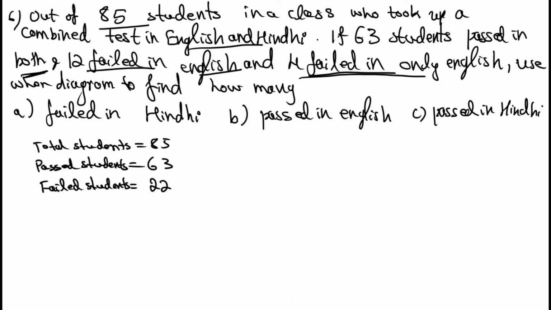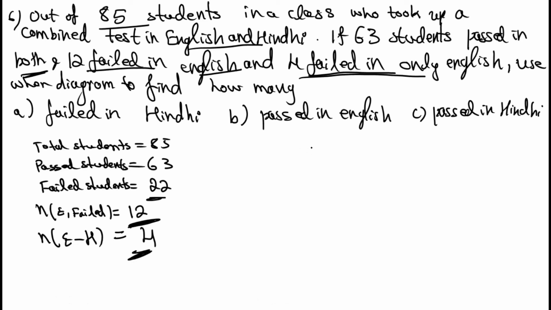Now see, use the data. 12 students failed in English. N of English failed is equal to how much? Number of students who failed in English is equal to 12. Number of students who failed in English only, that means E minus H, right? A only means A minus B. English only means n of E minus H. It's equal to how much given? 4 is given. See, now draw the diagram. First, here I'll take English failed.